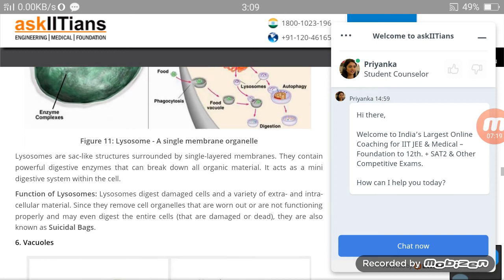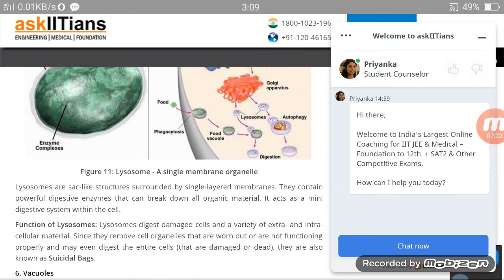And now we will study the function of lysosome, that is, what function the lysosome performs. Lysosomes digest damaged cells and a variety of extracellular and intracellular material, since they remove cell organelles that are worn out or not functioning properly, and may even digest entire cells that are dead or damaged. They are also known as suicidal bags. So I will explain this whole thing in a bit of a summary.